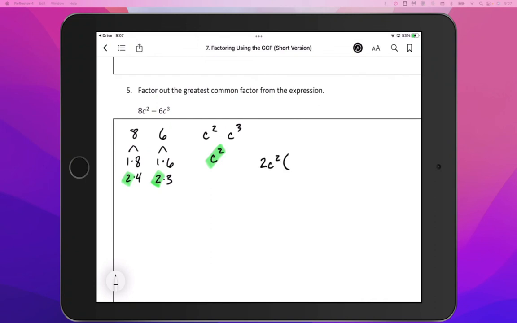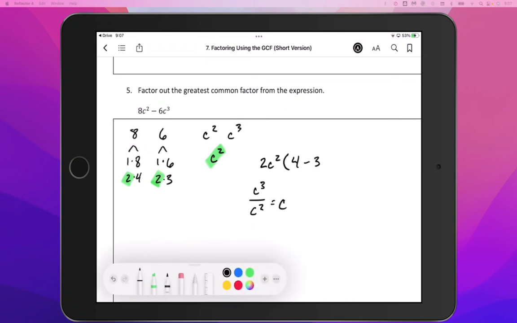And again, factoring is just dividing. So 8c to the power of 2 divided by 2c to the power of 2 is going to be 4. And the c's would cancel each other out. C to the power of 2 divided by c to the power of 2 is 1. So we don't need to put anything there. Again, we have a minus sign here. And 6 divided by 2 is 3. C to the power of 3 over c to the power of 2 is just 1c left, because 3 minus 2 is 1.